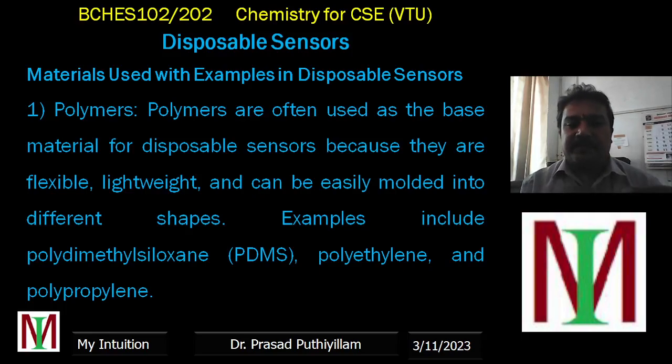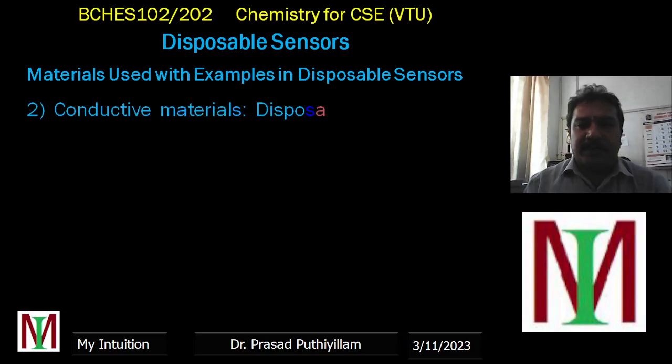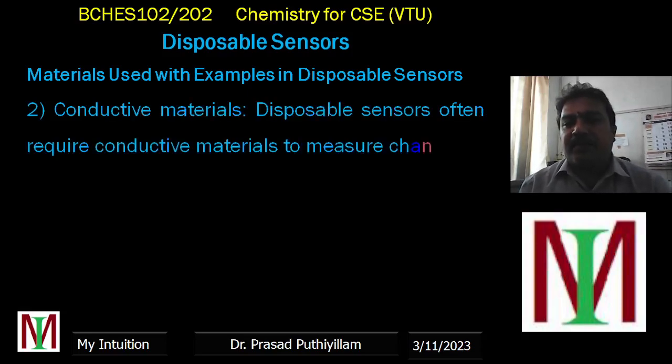PDMS is one of the terms which we usually use in connection with medical applications. Polyethylene and polypropylene also have application in disposable sensors. Then conductive material.